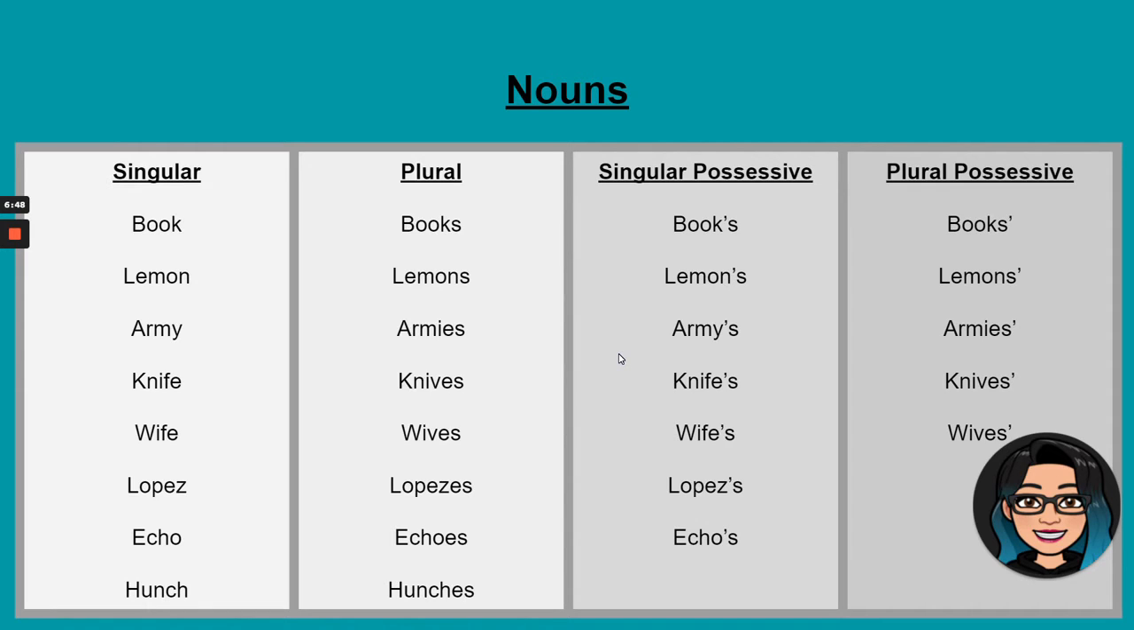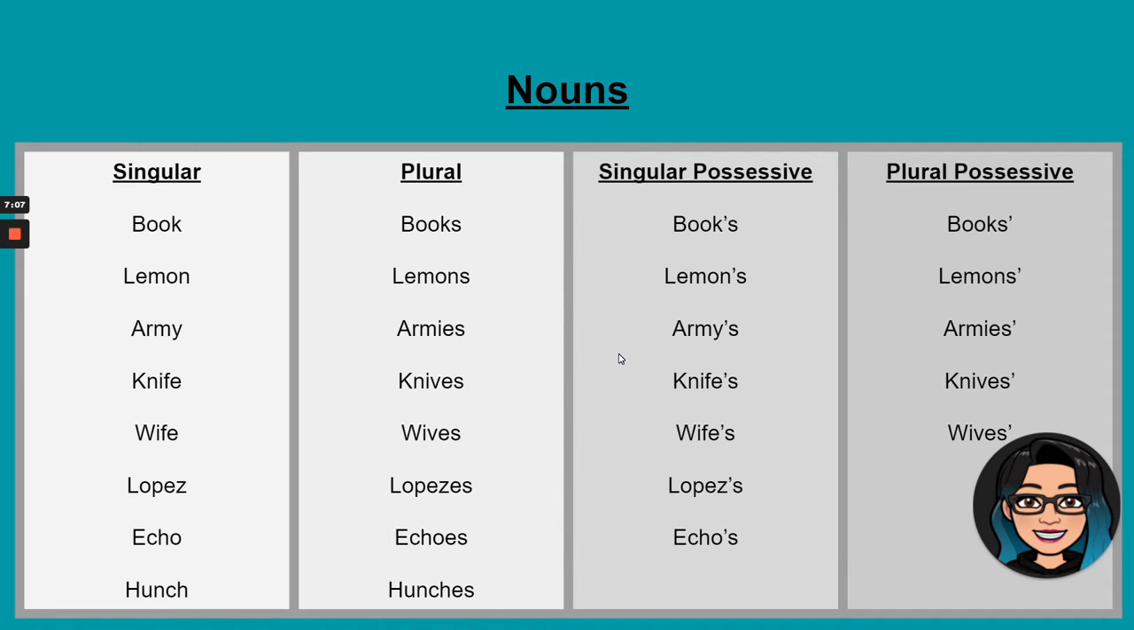So then we have knife. So just like with armies, it changes a little bit because of the rules. So the singular would be knife. The plural is knives. So there's no more F. It's a KNIVES.